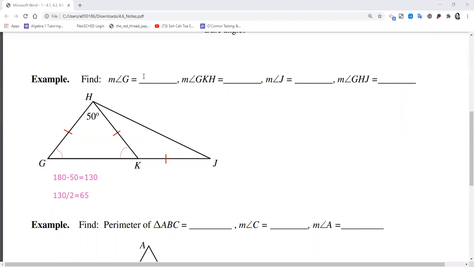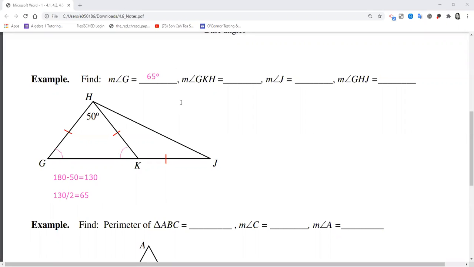Let's see if we can do this. The measure of angle G is 65, alt 0176. Nope, it didn't do it. Alt 0176. Look at that, I made a degree sign.